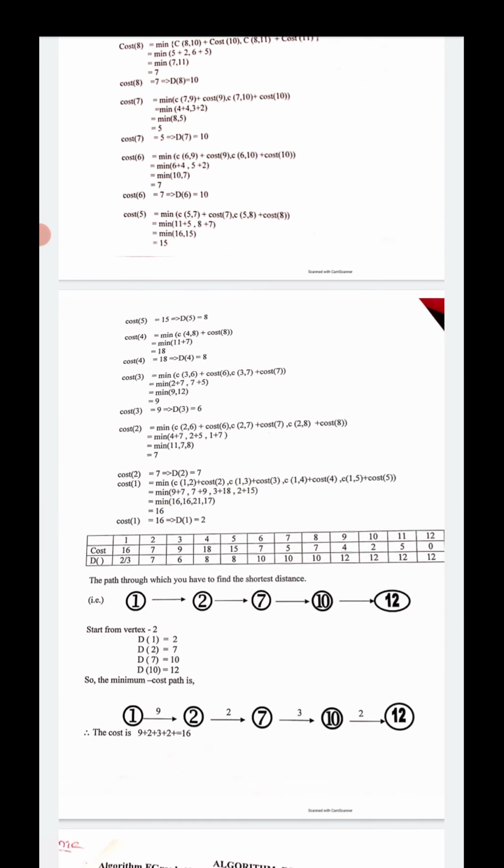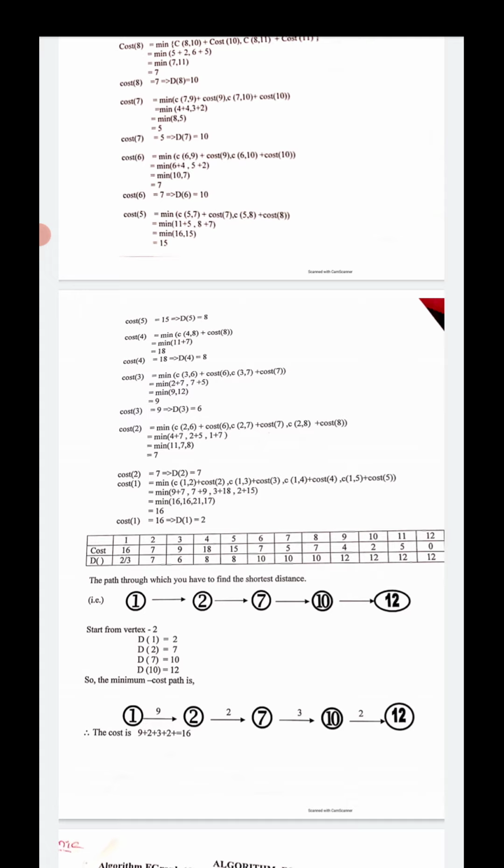The cost, so start from vertex 2. Destination of 1 is 2. Destination of 2, 7. Destination of 7, 10. Destination of 10 will be 12. From vertex 2 it will come from. So the minimum cost path is 1 to 2, 2 to 7, 7 to 10, 10 to 12. 9 plus 2, 11, 11 plus 3, 14, 14 plus 2, 16. So the minimum cost path is 16.